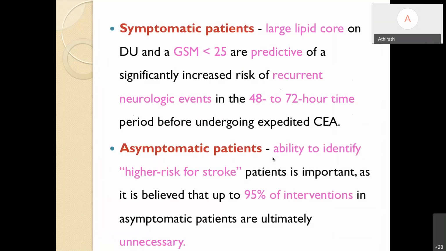Next is in the symptomatic patients, whenever there is a large lipid core or a grayscale median is less than 25, the risk of recurrent neurological events is high in the 48 to 72-hour time period. And in the asymptomatic patients, the ability to identify higher risk for stroke patients is important, as it is believed that up to 95% of interventions in asymptomatic patients are ultimately unnecessary.